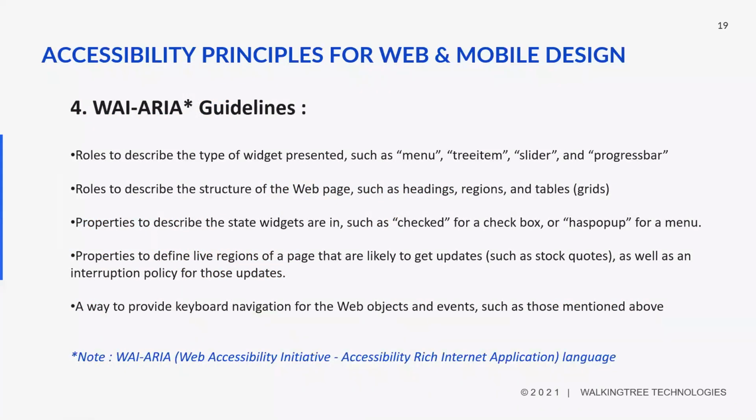WAI-ARIA guidelines, I have already mentioned a couple of times. It basically says the widget should be represented with the standard naming nomenclature. If it is a menu, we should represent it as a menu. If it is a tree item, we should represent it as a tree item, and so on. The slider or progress bar, the structure of the headings and regions should be properly defined, and the state of the widgets, whether checked or not, whether it has a pop-up or not, should be properly defined to adhere to the WAI-ARIA guidelines.